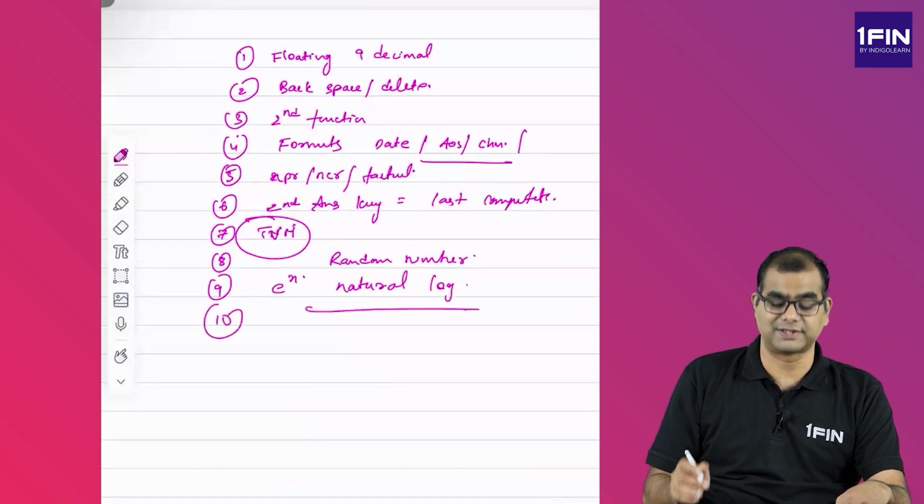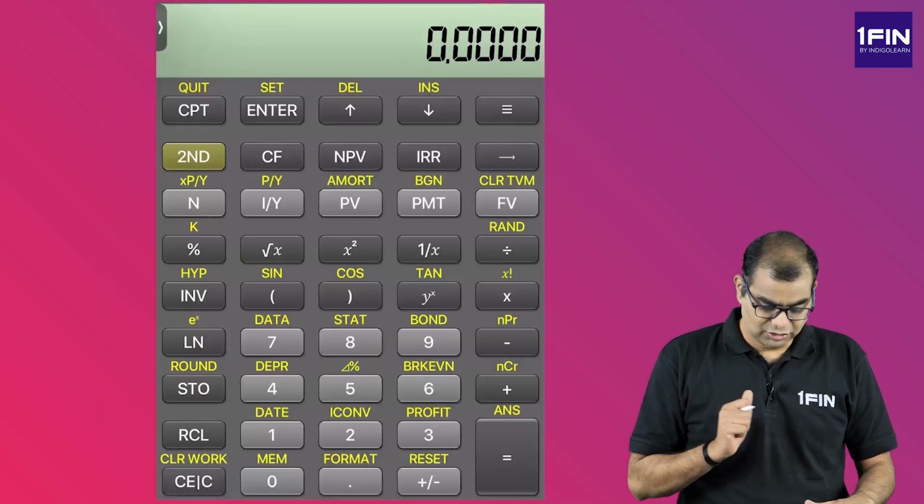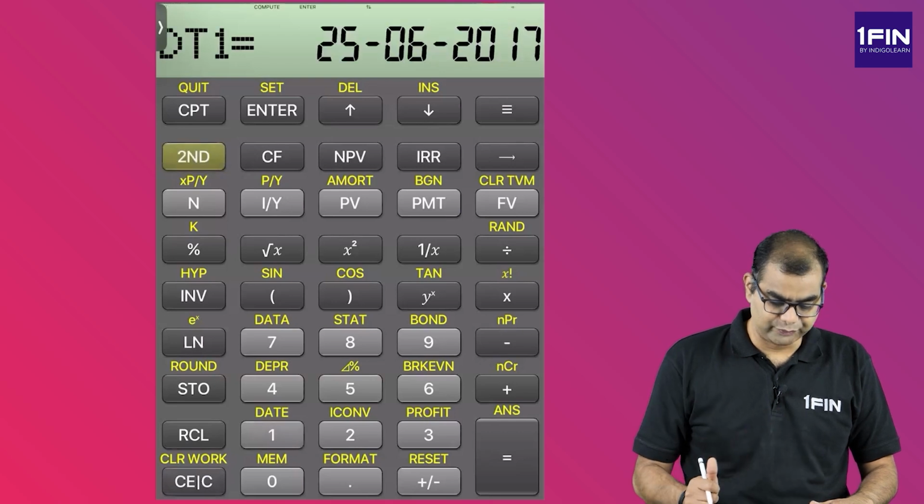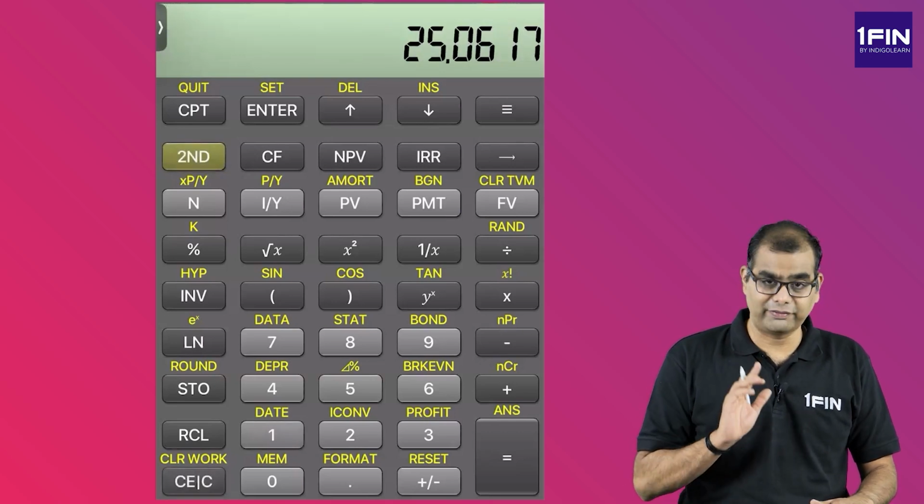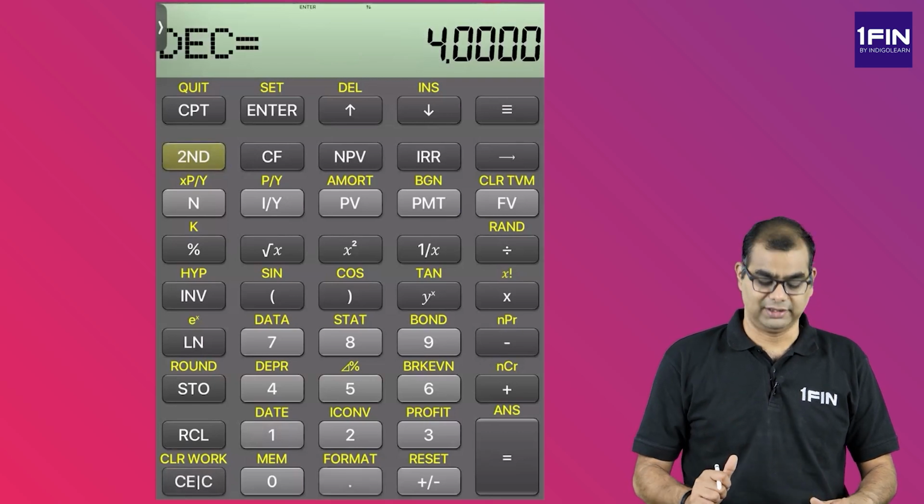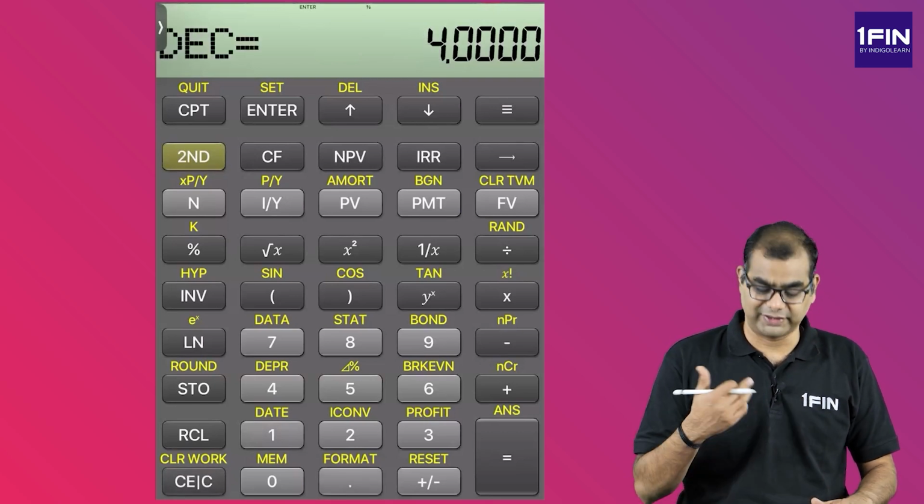Right, so we have finished this. Then coming back, what else? So friends, next I want to show you this function called date. When you click second and date, it gives you some date functionalities. Now before we do this, first let us check what date format we are in. If you remember, second and dot takes us to formats.